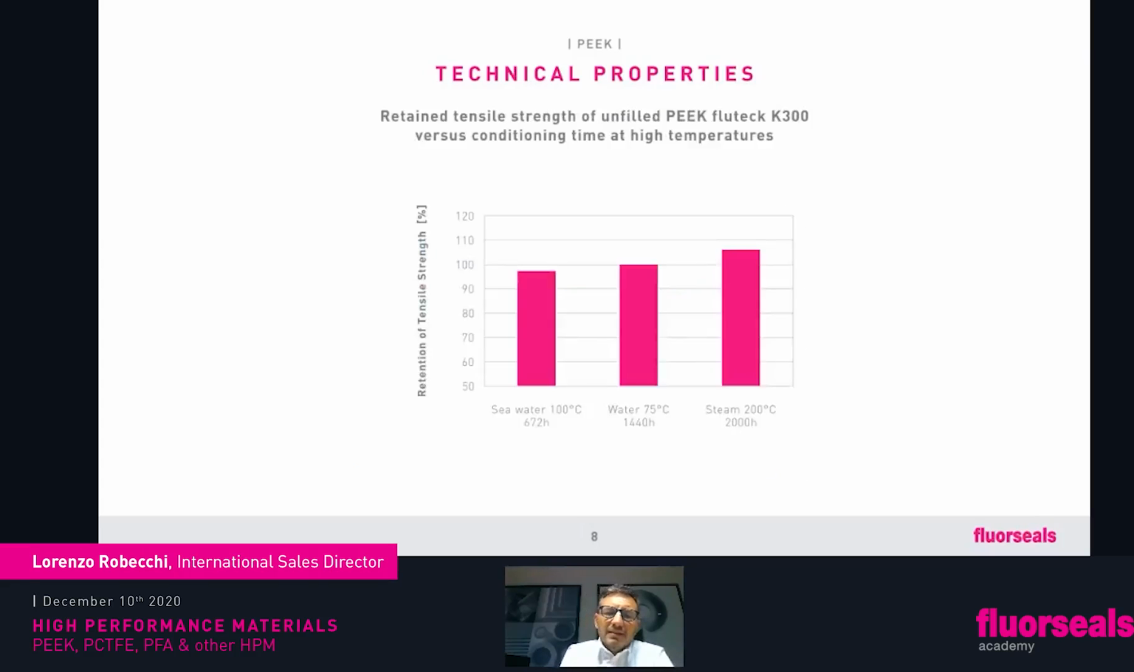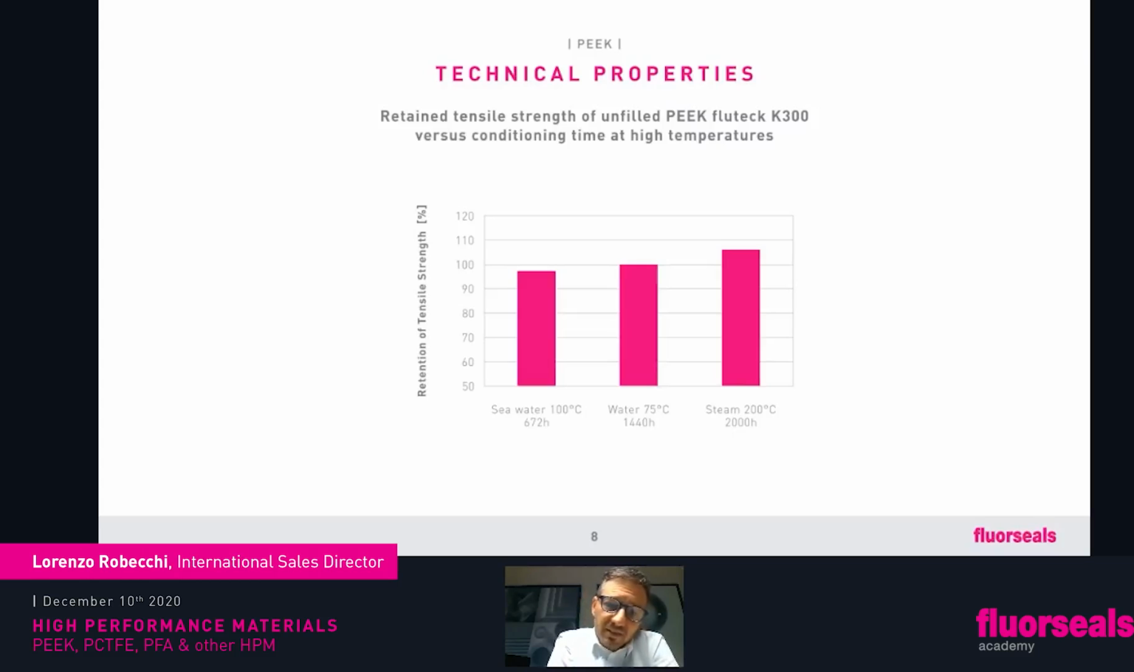I think this is quite interesting. This is the retained tensile strength of unfilled PEEK, Fluortec K300, versus conditioning time at high temperature in water. Let's start from the column in the middle, water. You can leave PEEK in water at 75 degrees for 1,400 hours. And what happened when you take it out?